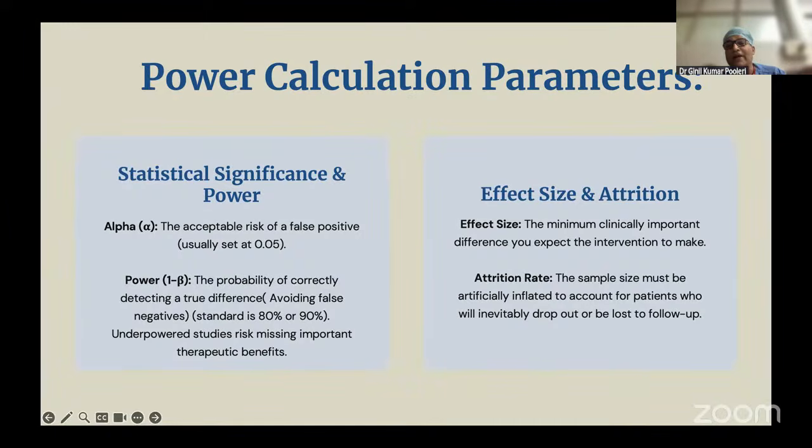You are identifying that. Second is the power of the study. If your study is actually positive, sometimes you may tell that it is negative. This is avoided by having adequate power. So significance and power, these two factors should be calculated properly. So based on the effect size, there should be a minimum number of patients you are studying, and you have to add a small number for the attrition rate.